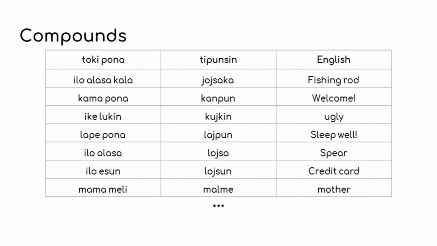The objective of monosyllabic morphemes is to make bigger compounds with fewer syllables. I've brought some compounds, small ones, but still smaller than Toki Pona. Ilo ala sakala, yoisaka, fishing rod. Kamapona, kanpun. Welcome. Ikelukin, kuikin, ugly. Lapepona, laipun. Sleep well. Ilo alasa, loisa. Spear. Ilo esun, loisun. Credit card.